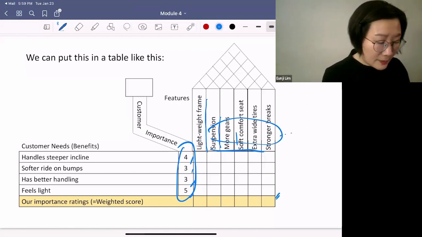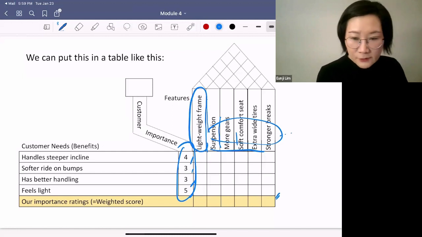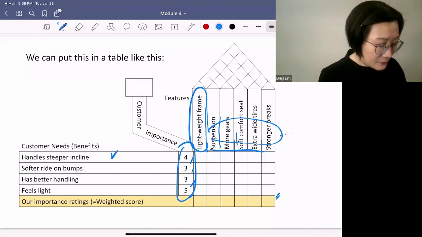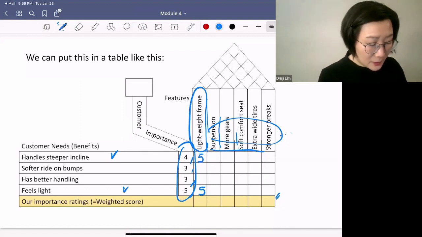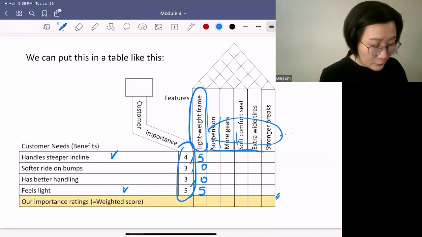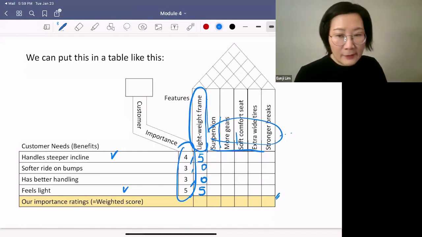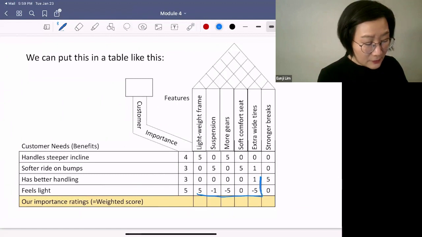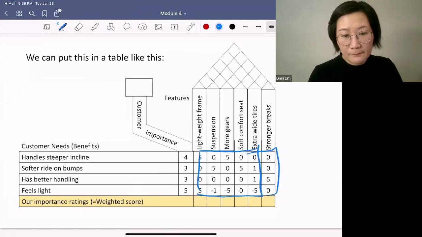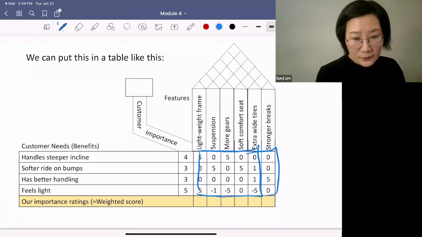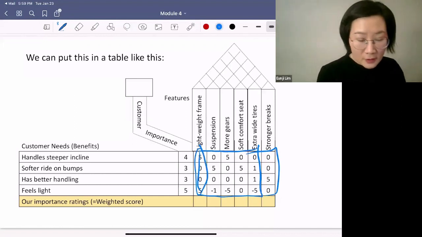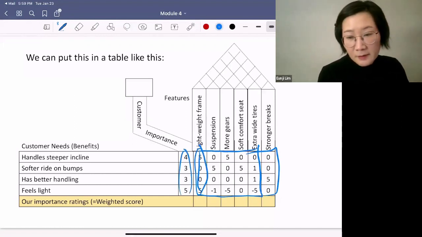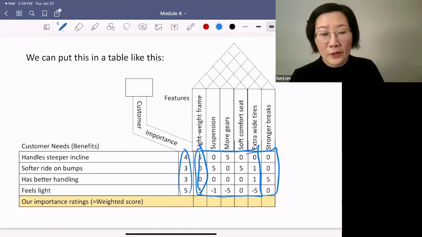For example, let's take lightweight frame. This one has strong relationship with handles steeper incline and feels light. So you put 5 and 5 here and 0 everywhere else. And we can keep doing this for the rest of the features. These represent the links. Next, we'll compute the importance ratings for the features by multiplying these numbers with the importance ratings and adding them up. In other words, we'll compute the weighted sums.